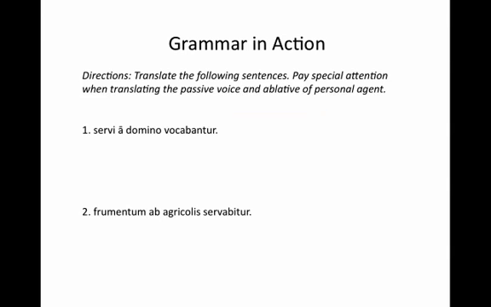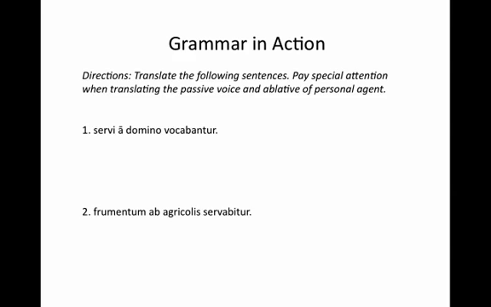Alright, now that we've seen our present system of the passive voice and our ablative of personal agent, let's try to practice on a few sentences. Here are two sentences for you to translate. Pay special attention to how you translate your passive verb and how you translate your ablative of personal agent. Now is a good time to pause the recording and take a couple of minutes to work on these.